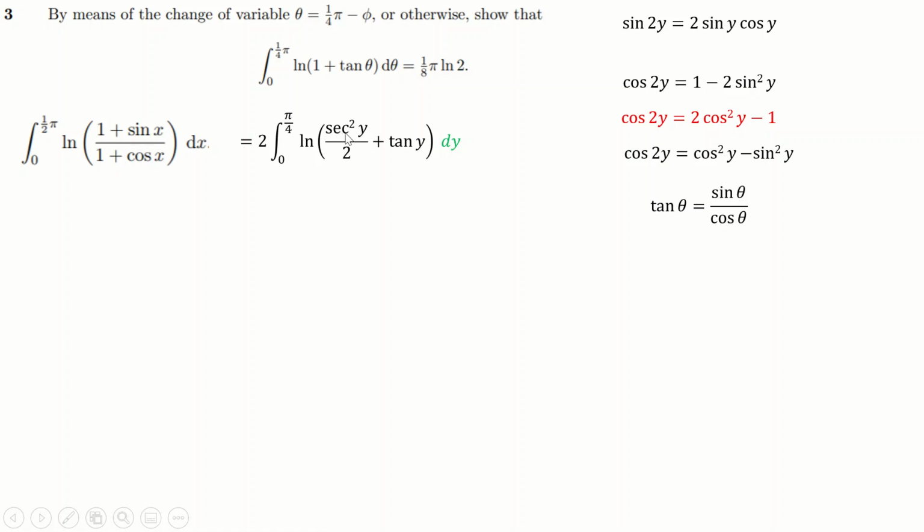Well, I remember a rule I've already used today, which is sec squared is 1 plus tan squared. So I can replace this here with a 1 plus tan squared. And now I can also write tan y as 2 tan y over 2, because now I've got a common denominator and I can add these numerators together.